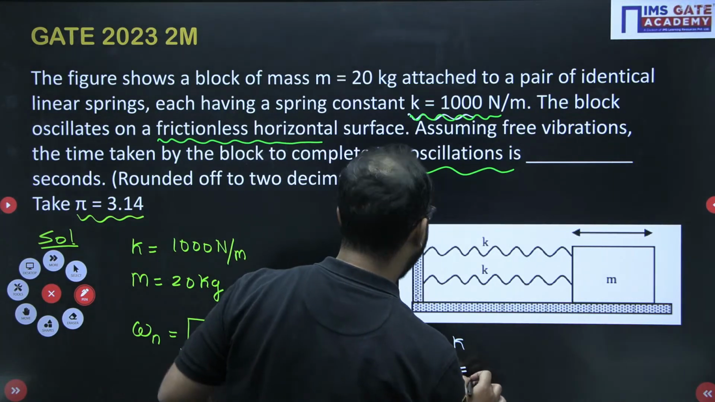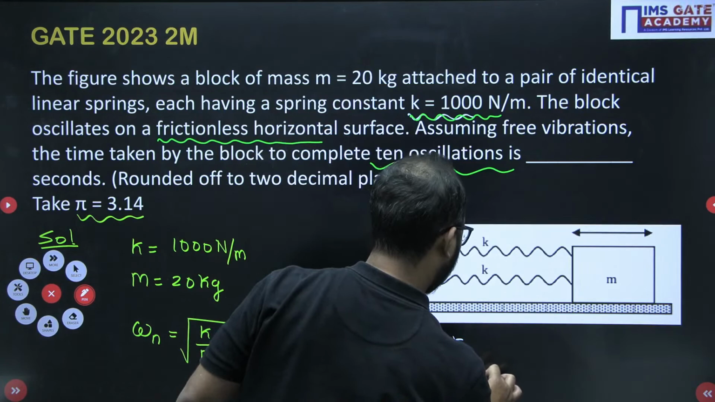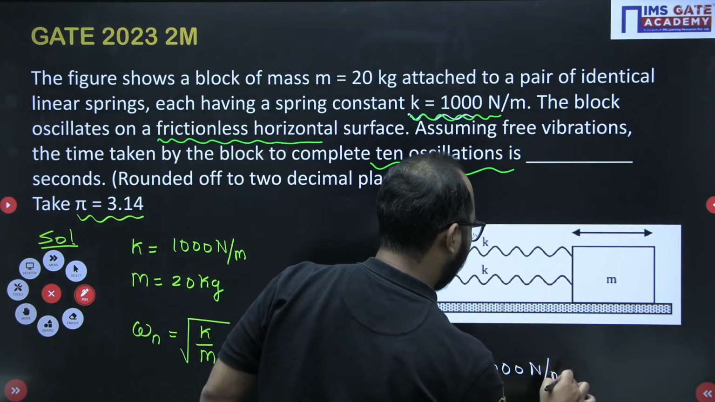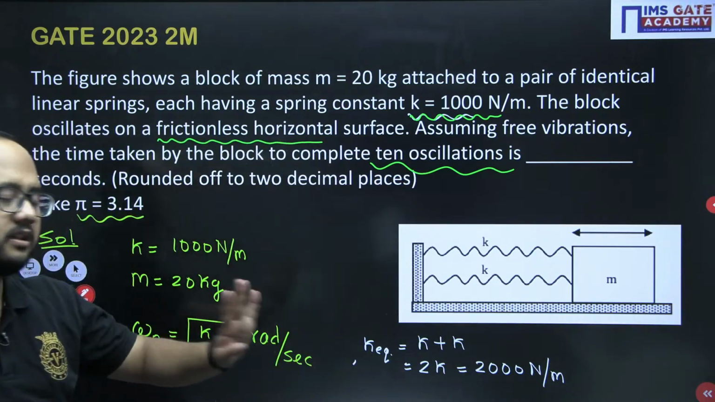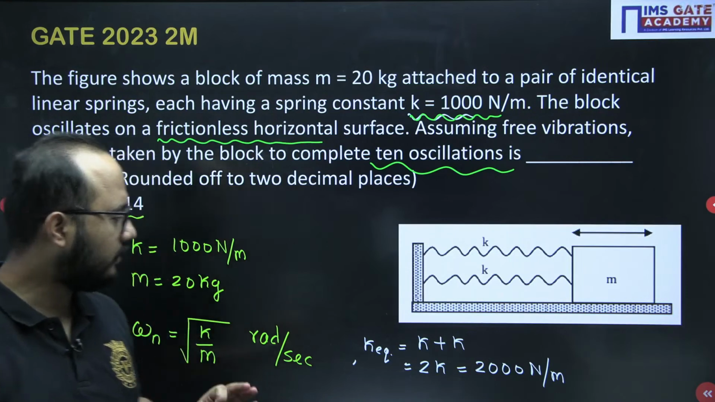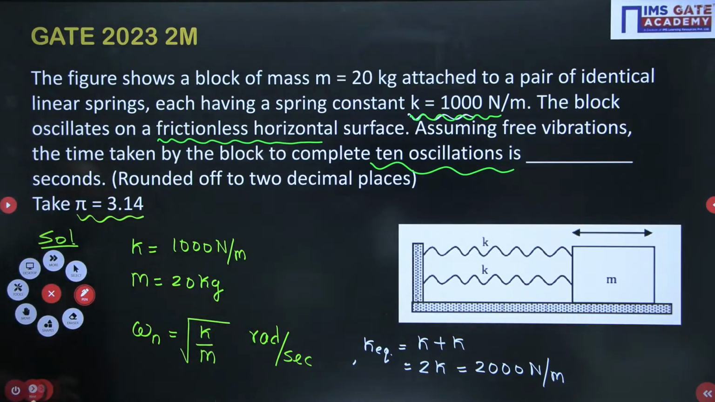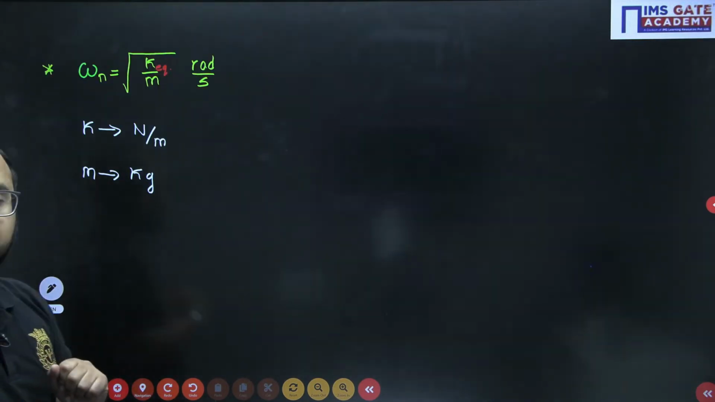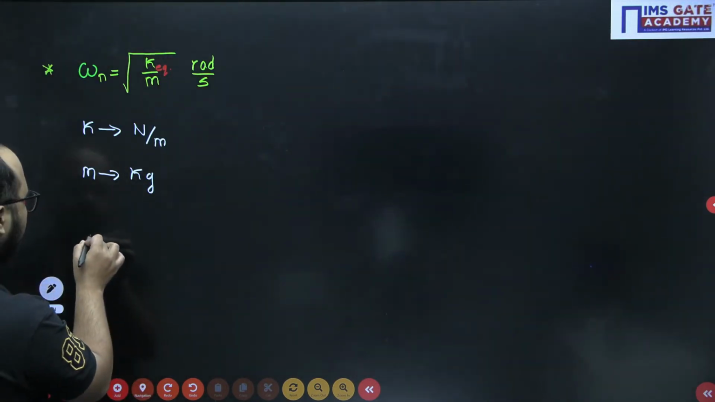Okay, so already K value is 1000. So after adding both the values, we will be having 2000 per meter. So equivalent stiffness we got, 2000 Newton per meter. Done, everyone? Okay. So I will put the values here.